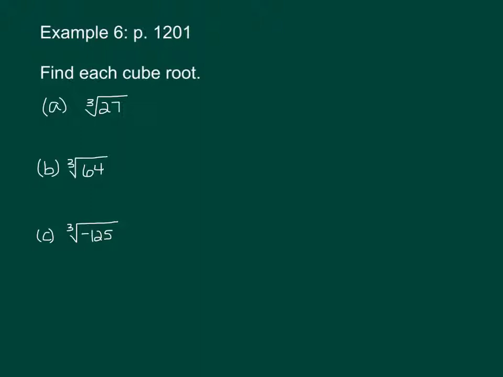Okay, so in example 6, you can go back to your chart and look at that to answer these. So the first one is the cubed root of 27. Cubed root means what number multiplied by itself 3 times. So the cubed root of 27 is going to be 3, because 3 times 3 is 9, and 9 times 3 is 27. The cube root of 64 is 4, because 4 times 4 times 4 is 64.